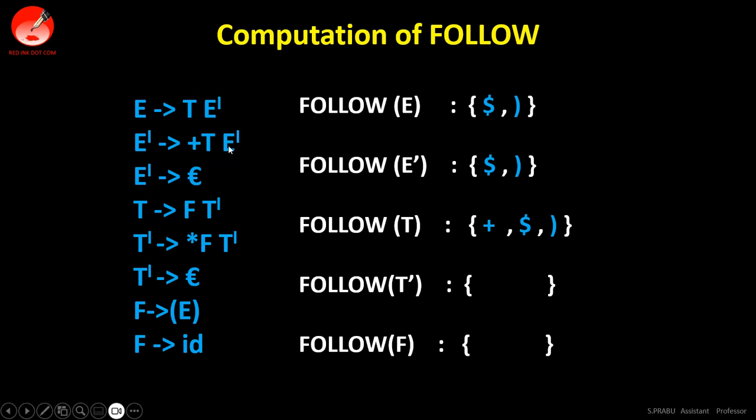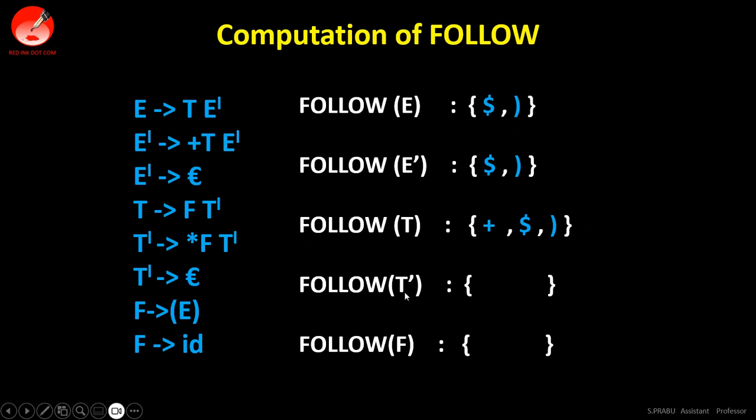The next element is E dash. The first elements are plus and epsilon. Plus is already copied here. The next first element is epsilon. Epsilon means there is no element here. So follow of E dash can be copied into follow of T. In follow of E dash, dollar symbol and closed bracket are there. We already copied dollar and closed bracket from E, so we need not copy again. So follow of T is over.